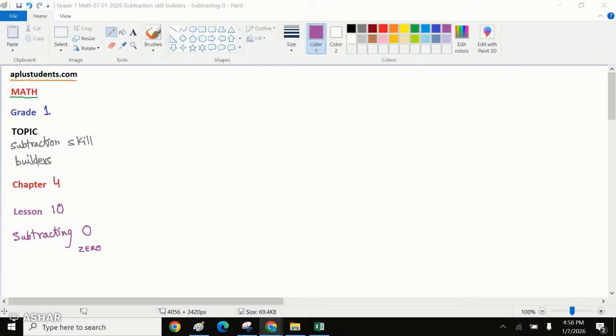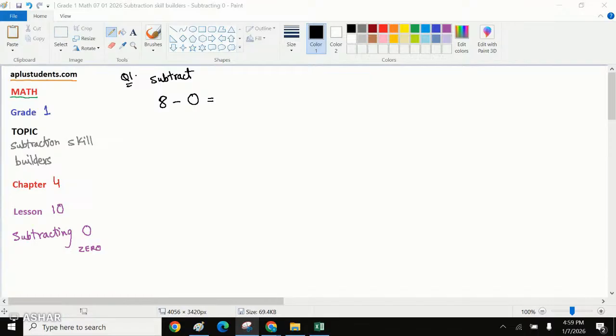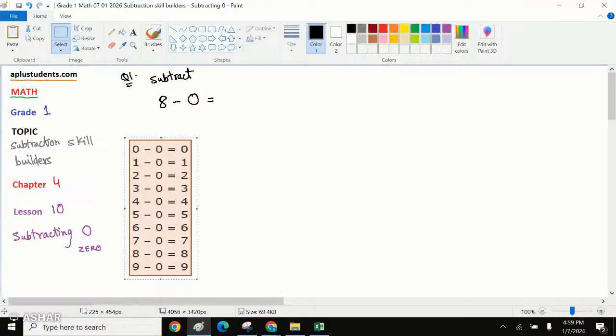The first question we have says subtract. The term subtract means we need to remove, right? And the first question says 8 minus 0. We have a grid for our reference. We can always use the grid for our reference. I'll just copy it on the screen, and then we'll go through it. We can use this grid that gives us the values of the subtraction. A 0 means nothing.